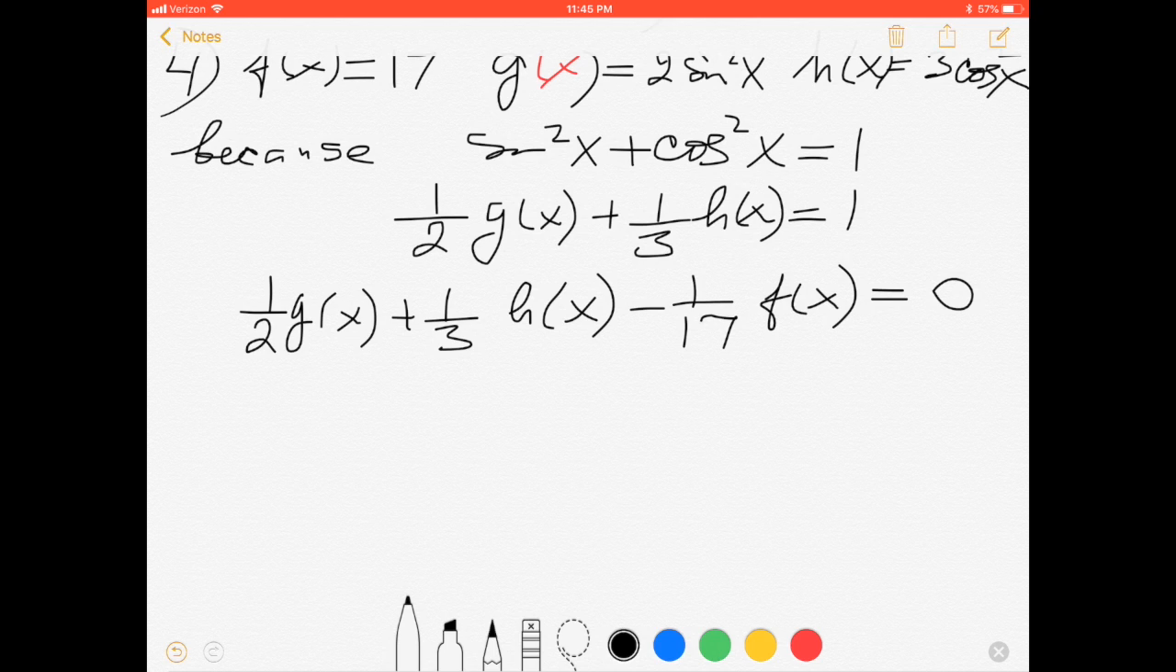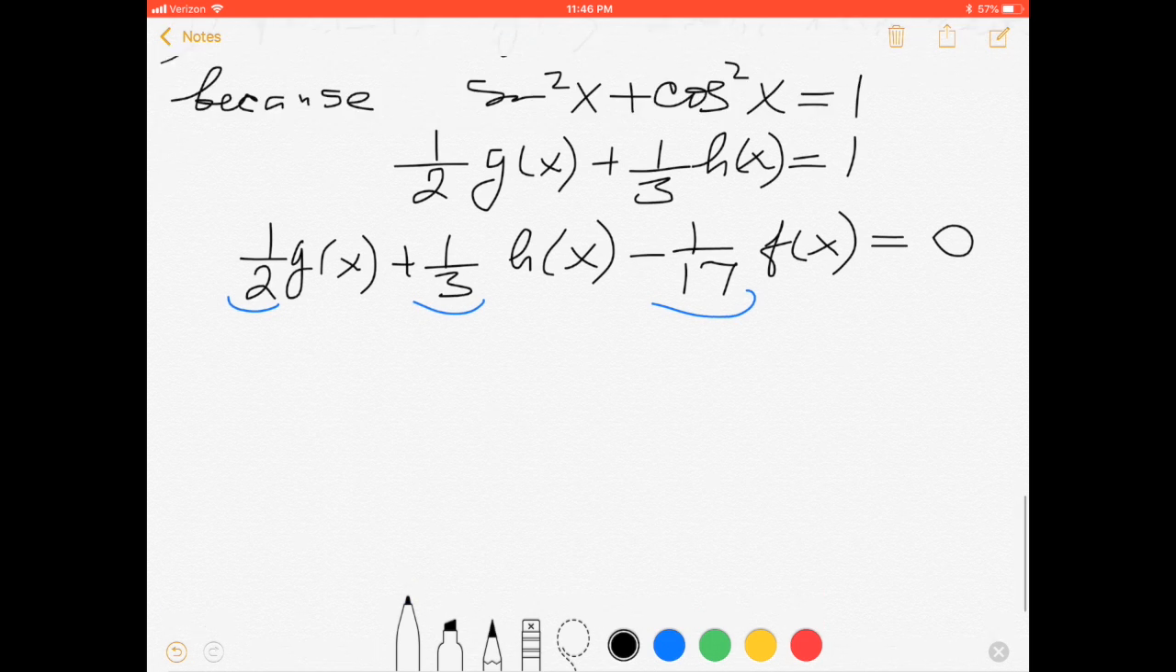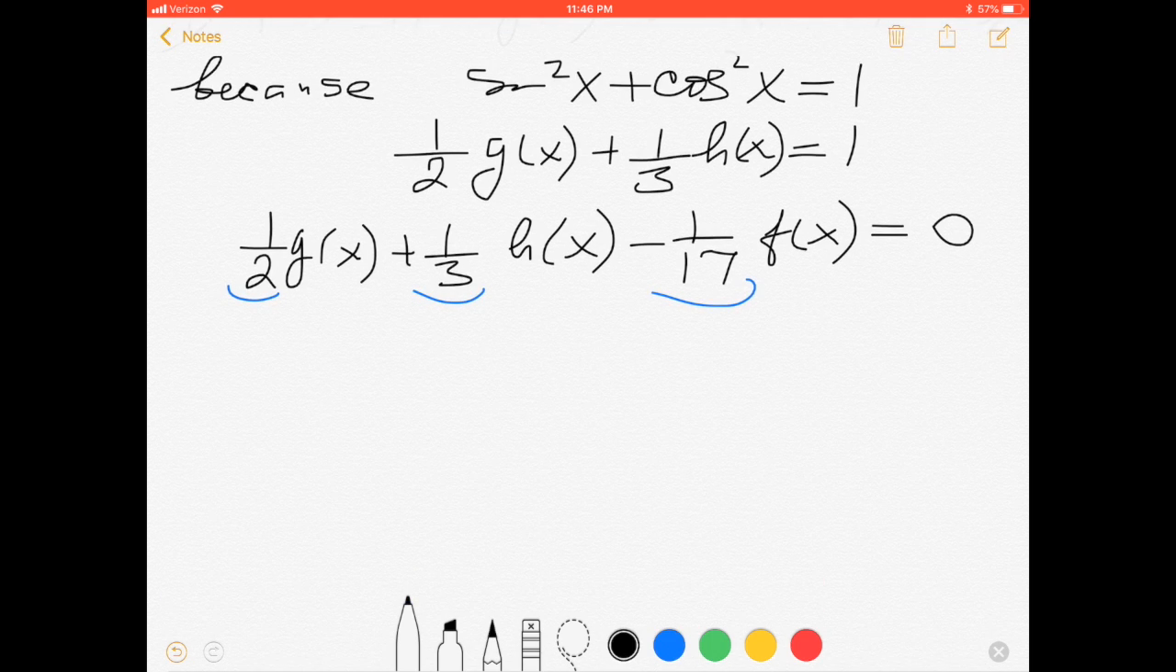Looking here, I have three coefficients, 1/2, 1/3, and negative 1 over 17, and a linear combination of my functions with these coefficients equals 0. This means all the functions are linearly dependent. Okay, doing one more example, number 6.